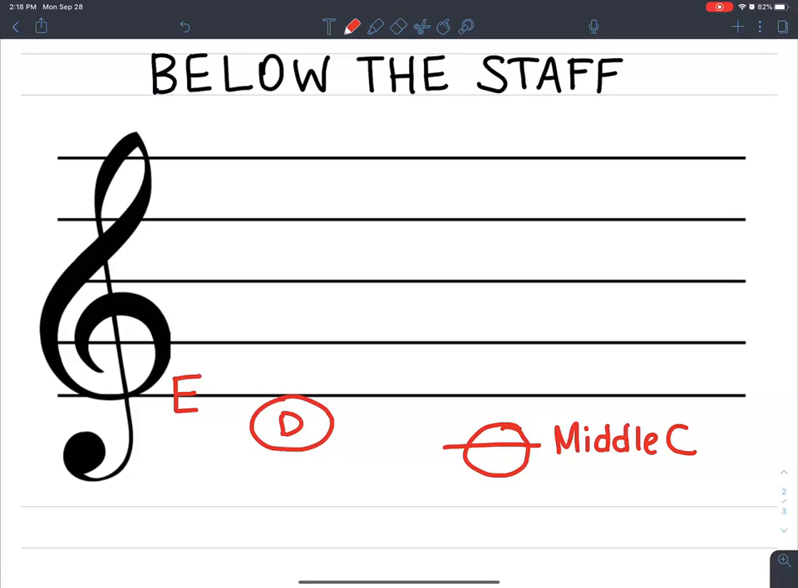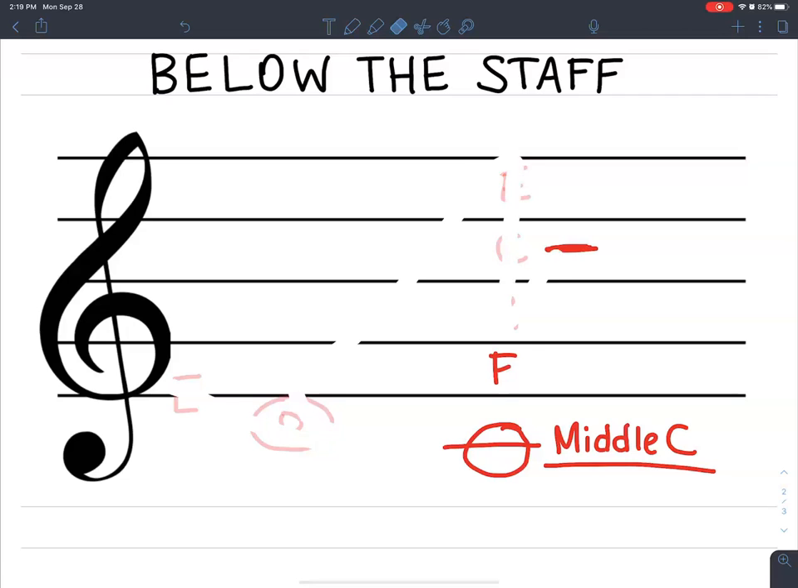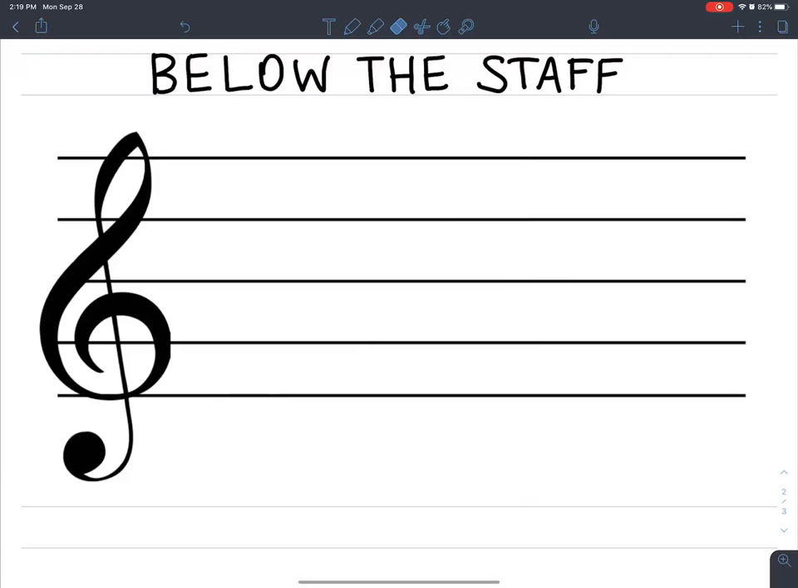Now we also know that there's a C up here, right? F, A, C, E. There are two C's though. This one is just regular old C. This one is special. It's middle C. Okay? So for one time, just for good measure, let's write out the entire staff here.